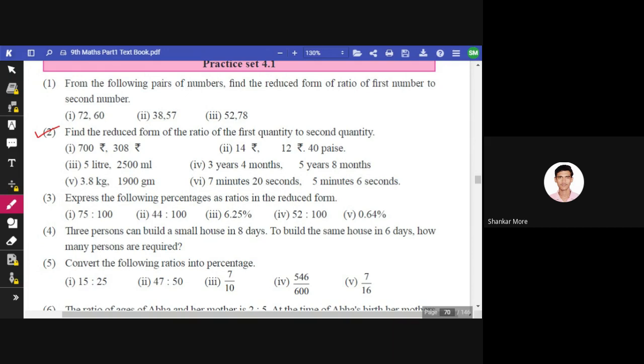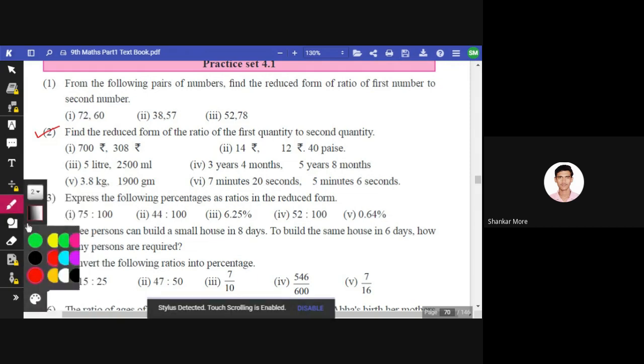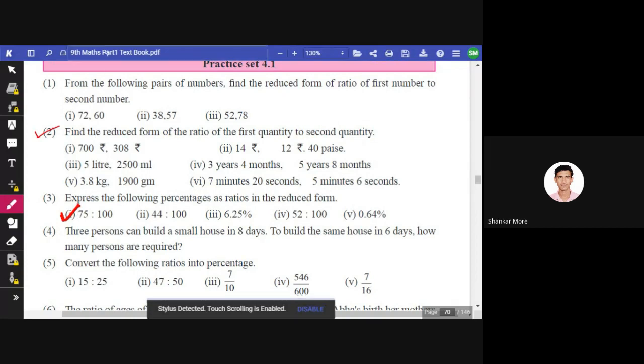Express the following percentages as a ratio in the reduced form. Okay, so first one can be represented as, how can we represent the first one in the reduced form? How can we reduce this? I'm talking about the first sub question from the third question. Okay, so let me just point this out. I'm talking about this one, this question. How can we reduce this?